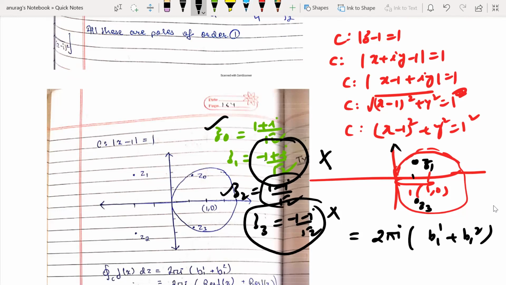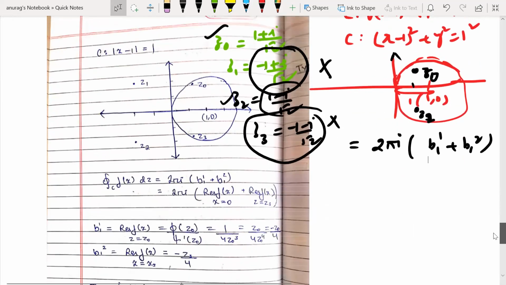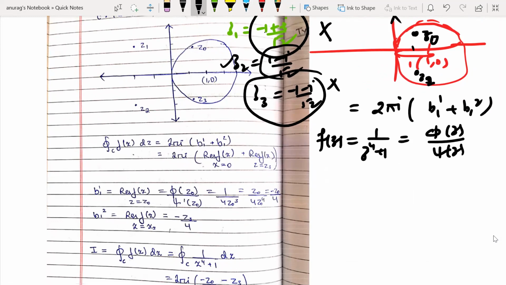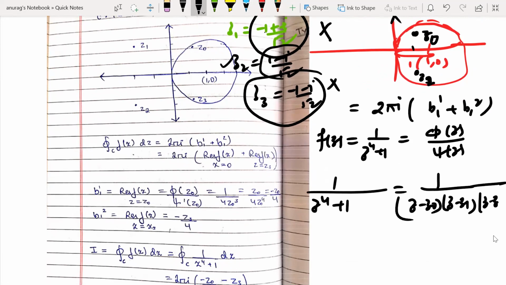Means B11 will be the residue at Z0 and B12 is the residue at the other point. Okay. So you have to find the residue at these 2 points only. So let's calculate the residue here. For that we can see that our f(z) is actually equal to 1 upon z to the power 4 plus 1, and it can be written as phi z upon psi z. And these all are simple poles. How can you claim that these are simple poles? Because z to the power 4 plus 1 is written in this form now: z minus Z0, z minus Z1, z minus Z2, and z minus Z3.